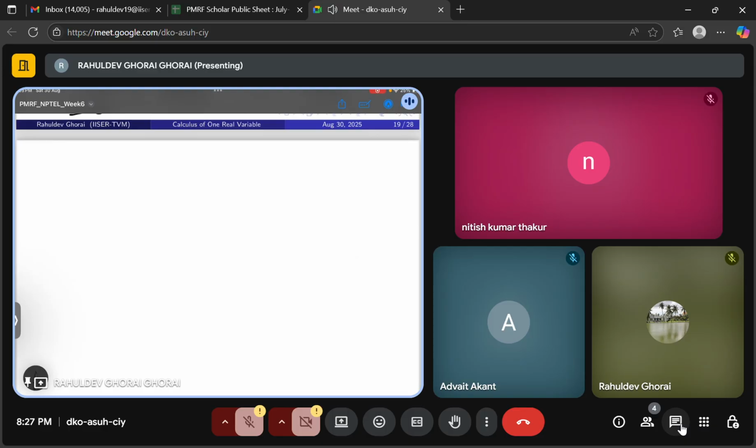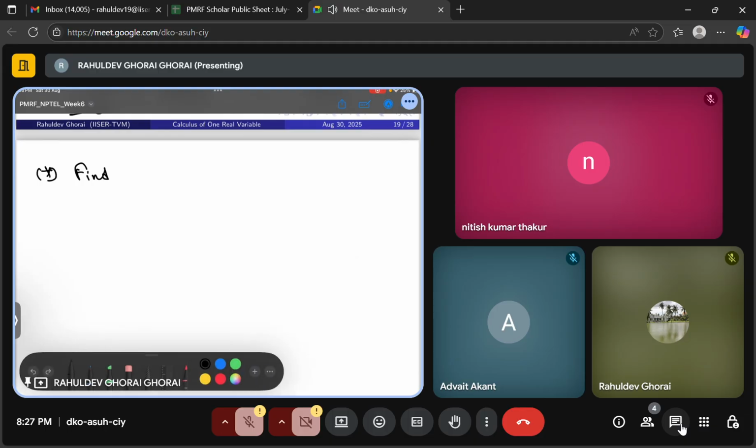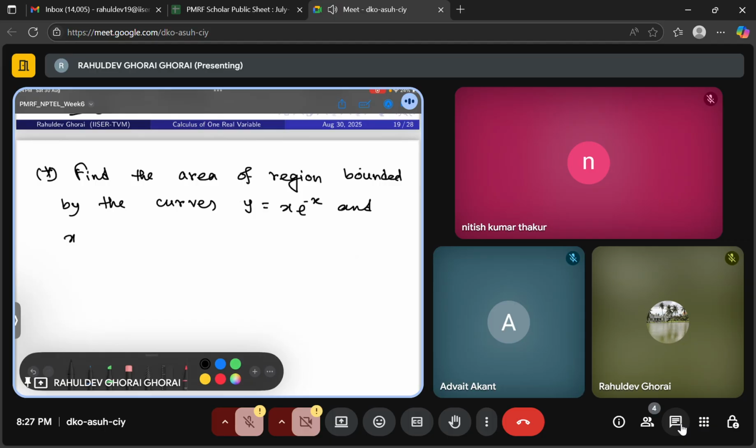So these are the easy questions, and another question was: find the area of the region bounded by the curves, y equals x e to the power minus x, and the x axis, from x equal to 0 to 6.